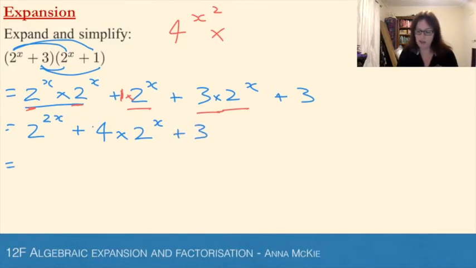And can we go any further here? Let's have a look at that 4. 4 is 2 squared. And most things here are in base 2, so let's see if that will help us at all.